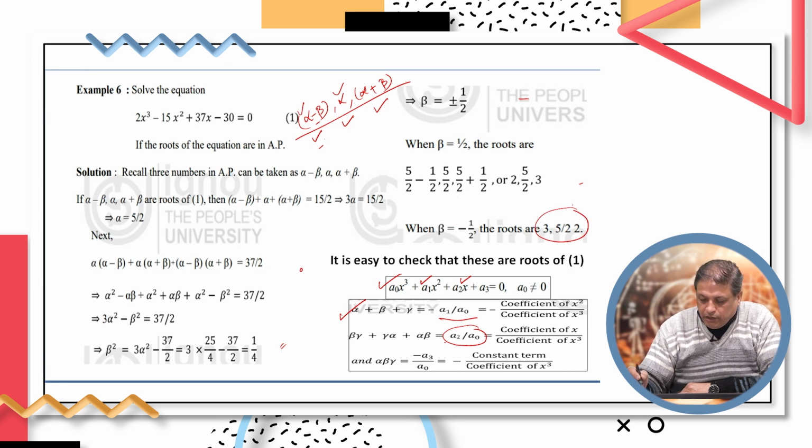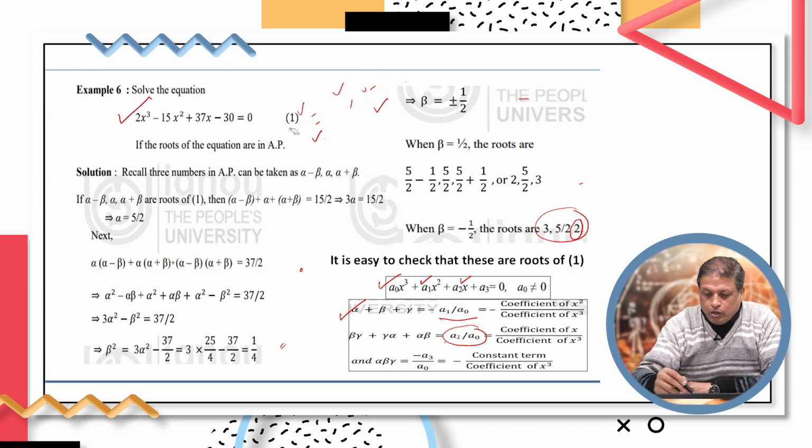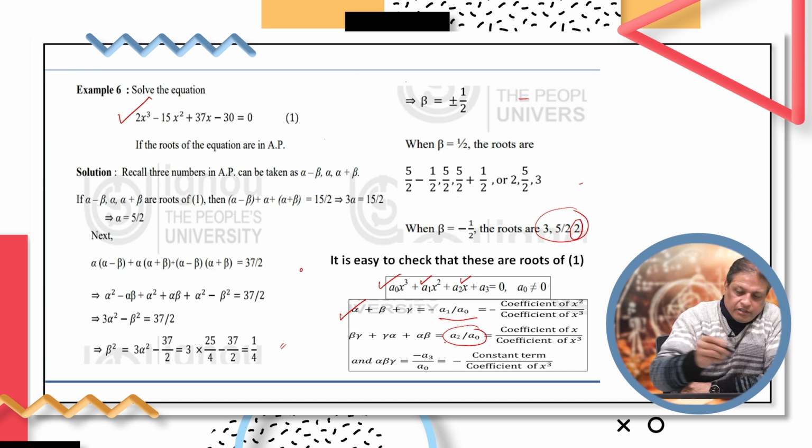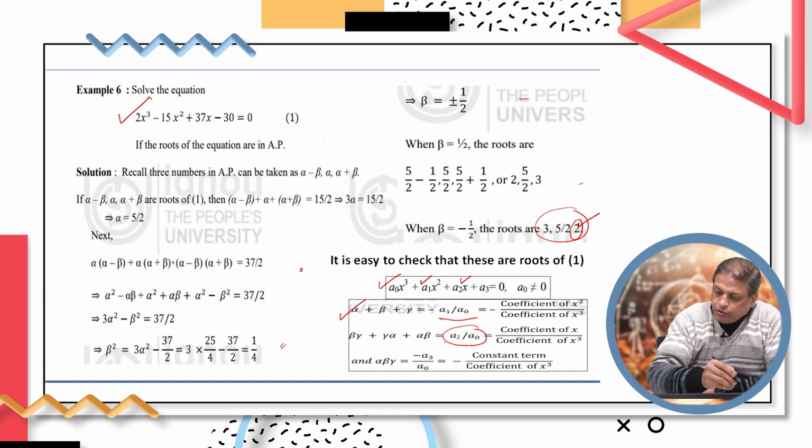Now, this is the situation, and you can easily check that these are the roots of the equation. How can you check that these are the roots of the equation or not? By substituting any of the values. Say we substitute x is equal to 2 into this equation, and we check whether the result turns out to be 0 or not. Let us check it.